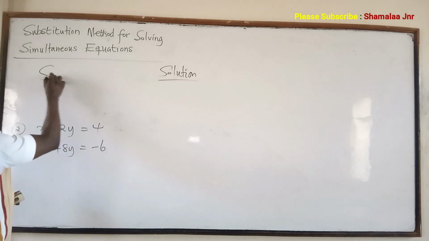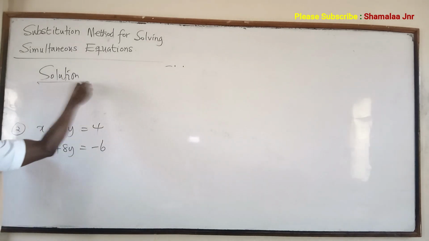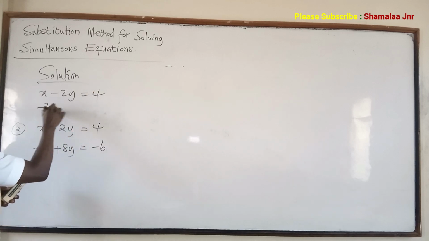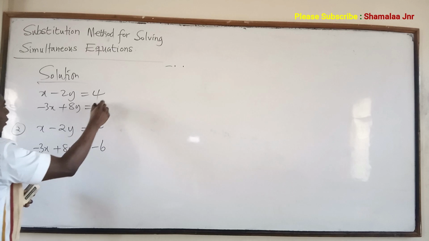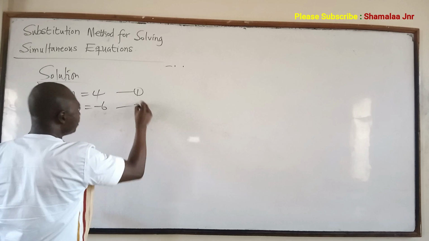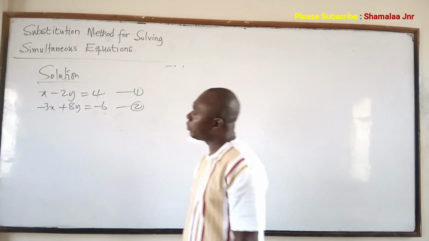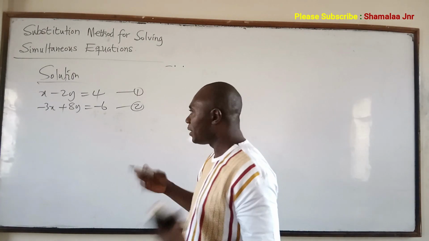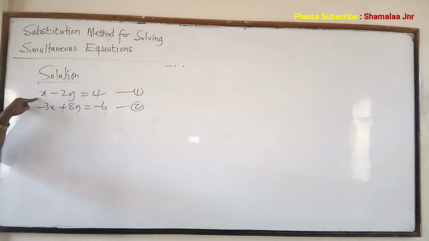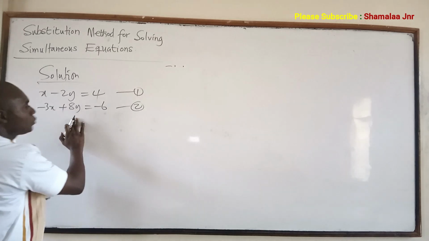solution. We have x minus 2y is equal to 4, and then negative 3x plus 8y is equal to negative 6. Yes, let's call this one equation 1, this one equation 2. So here, we can decide to make one of the variables the subject. If you take equation 1, we can decide to make x the subject, isn't it? And put it into equation 2.